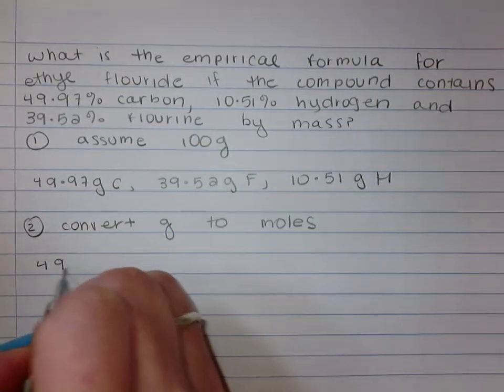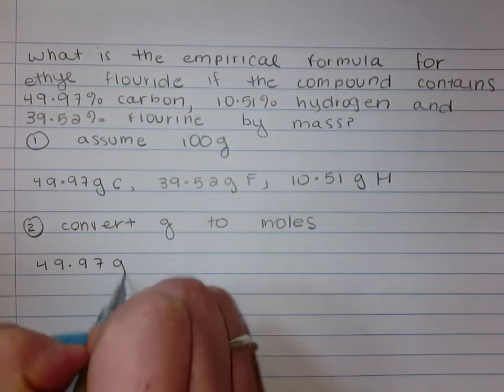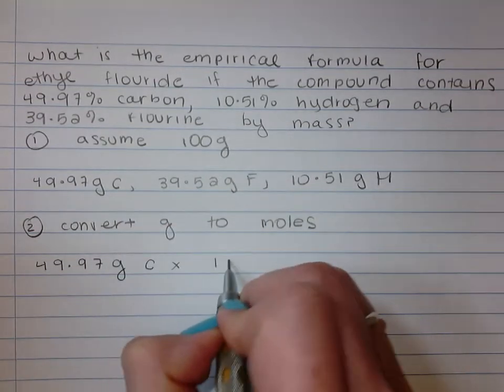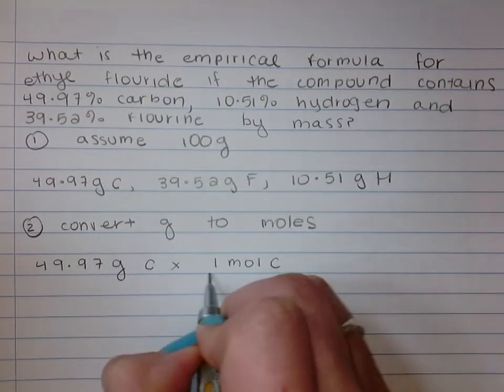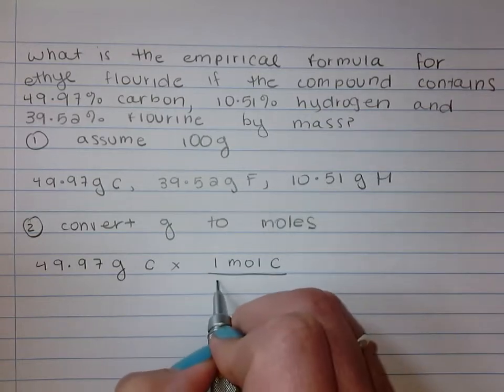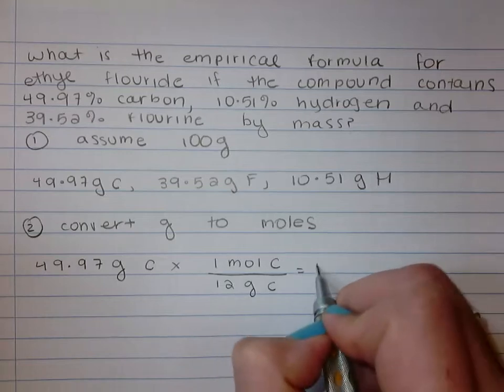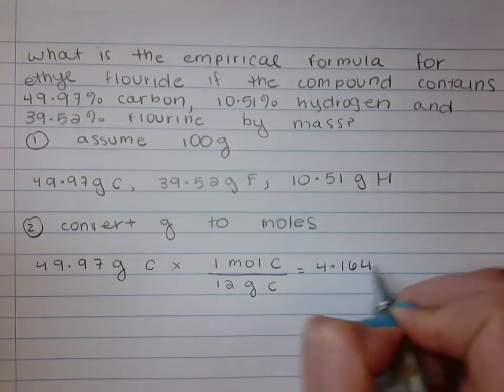So if we start with carbon, we have 49.97 grams of carbon, and we'll use our conversion factor that for every 1 mole of carbon, we have 12 grams of carbon. And this gives us 4.164 moles of carbon.